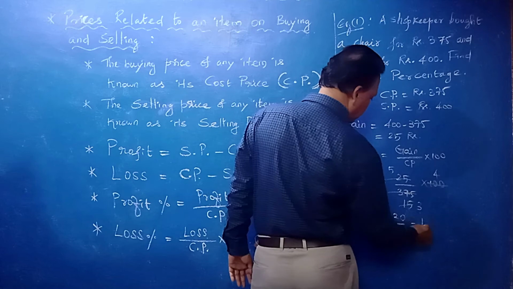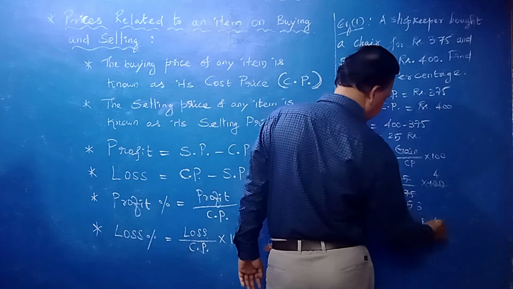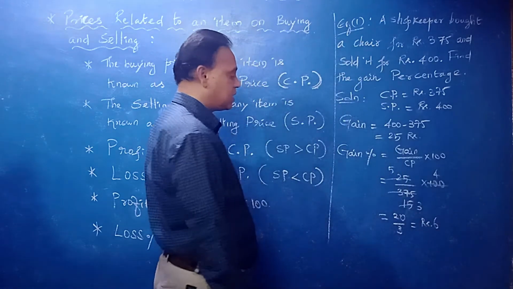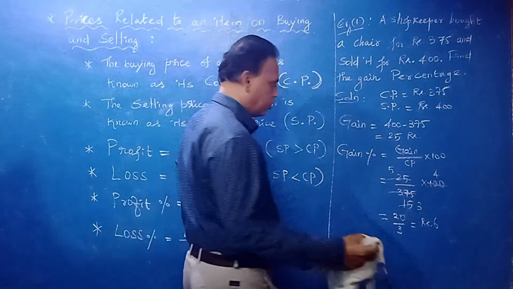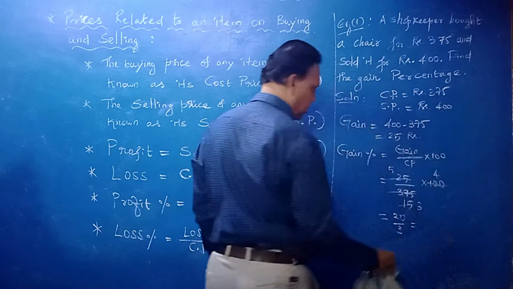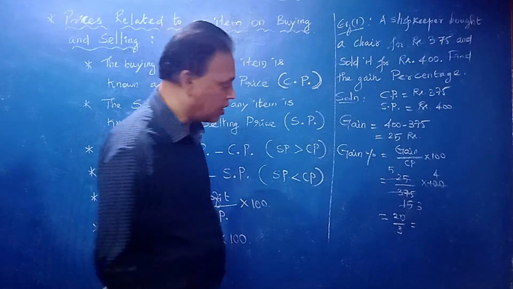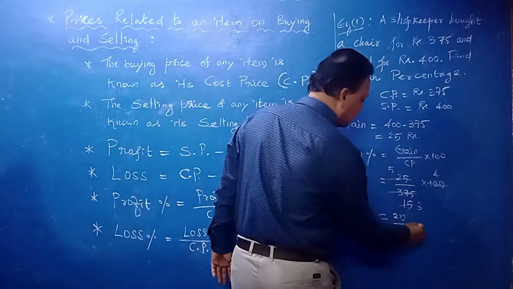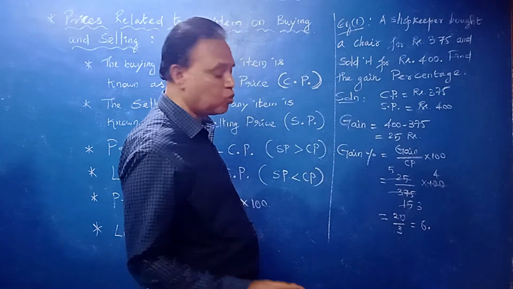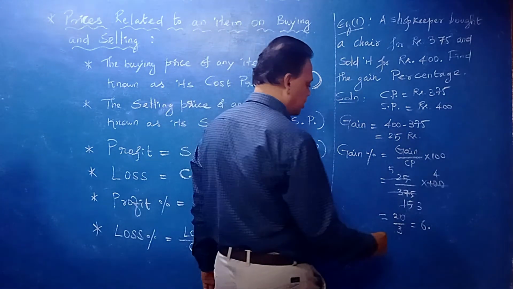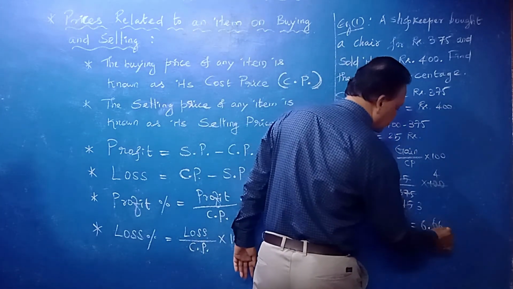20 by 3 is equal to... how much? 6 times will go. Sorry, not rupees, percentage. You have to write percentage. So 20 by 3 is nothing but 6 times will go, point. Remainder 2, again 20 by 3, 6 times, 6 6 6 6, like this you will get it.